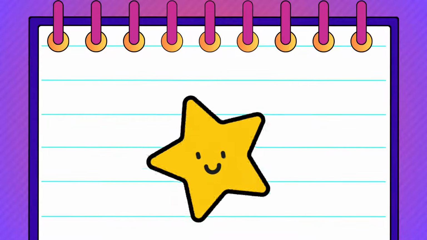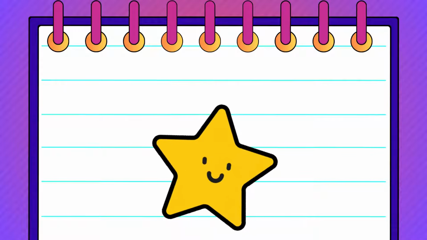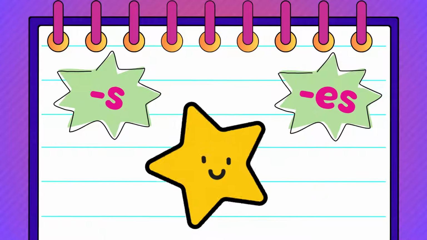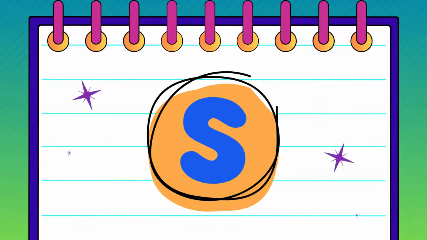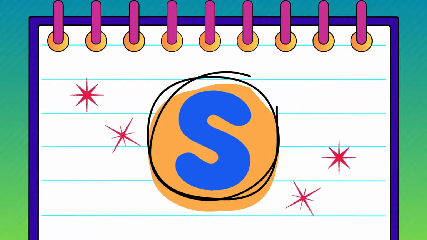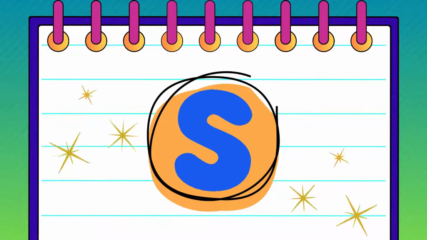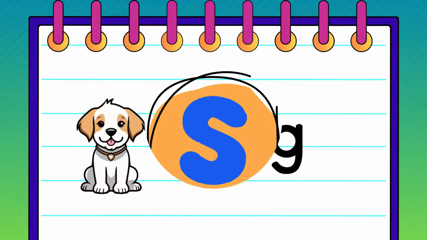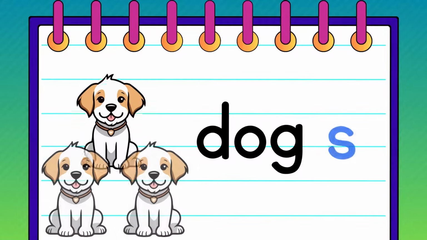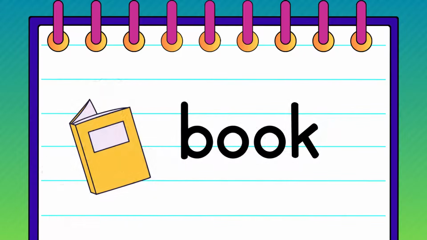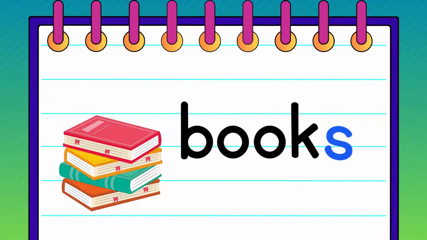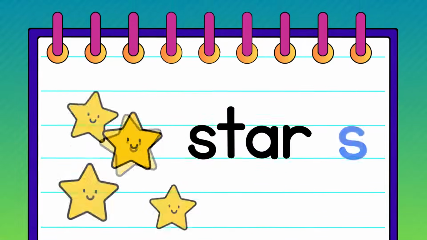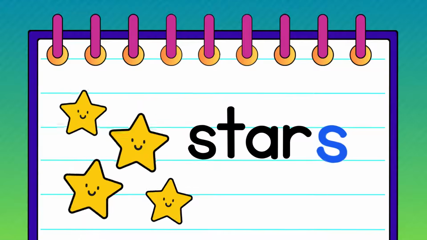I'm so happy to teach you how to make words plural using the suffixes S and ES correctly. Most of the time, we turn a word into more than one by just adding S to the end of the word. A dog becomes dogs. A book becomes books. And a spelling star becomes many spelling stars.